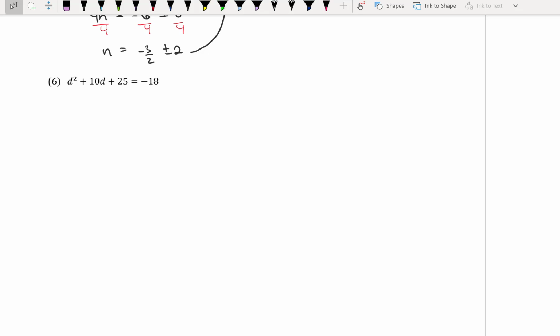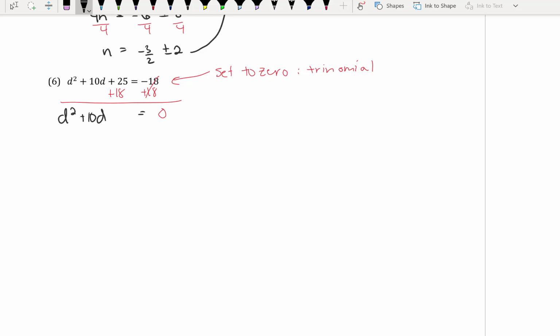For number 6, here I have a trinomial. So I think the first thing that I want to do is set it to 0, since this is a trinomial. So I'm going to add 18 to both sides. And that'll give me the 0. So now I have d squared plus 10d, and 25 plus 18 is equal to 43. So then from here, I want to go ahead and factor.